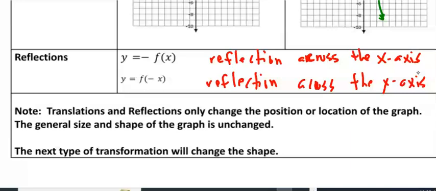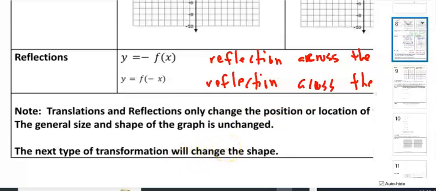Notice we've done nothing at all with shape, have we? Correct? We've moved them right, left, up, down. We've reflected them over the x-axis. We've reflected over the y-axis. We haven't done anything with shape. That's what we're going to do next. Translations and reflections only change the position or location of the graph. The general size and shape of the graph is unchanged. The next type of transformation will change the shape. Okay?